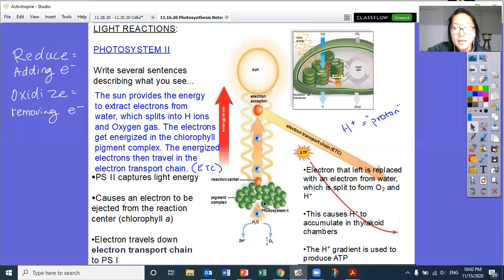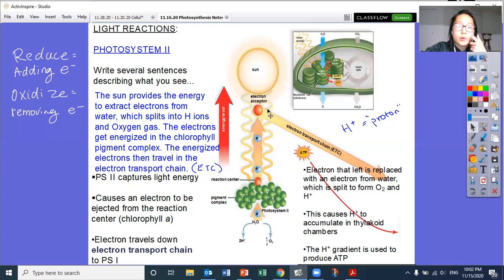The electron that is leaving here is going to be replaced with another electron from water, right? So another water gets split and it forms 2 more H+ ions and another O. So once you get that second one, those 2 oxygens will combine together to make 1 full oxygen molecule, which is O2.